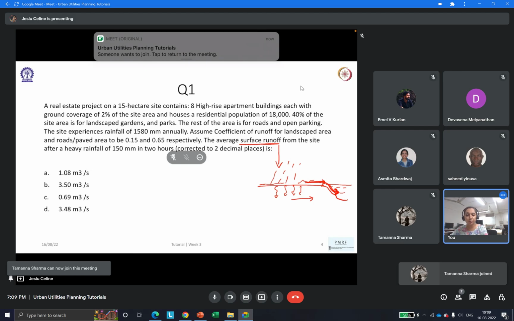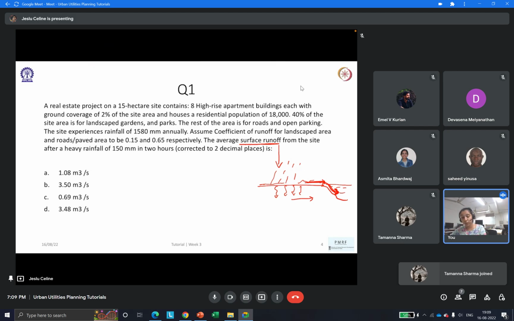This particular question is asking us to find the surface runoff, and we have a lot of information given in the question. It might be a bit intimidating, but maybe we don't need all the information. We can just pick out the information that we require. So let's start by writing whatever information we have.